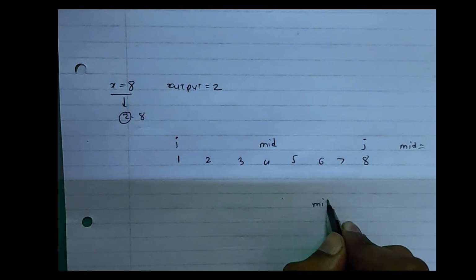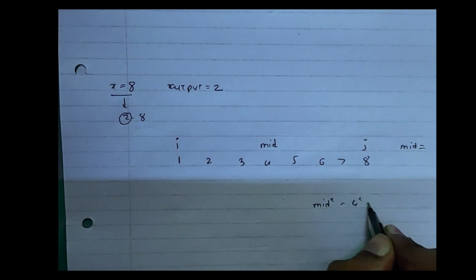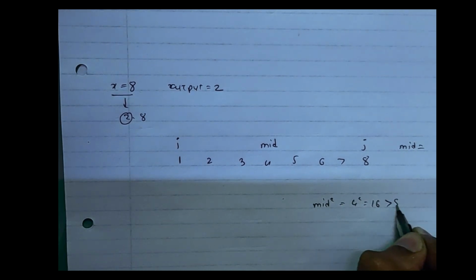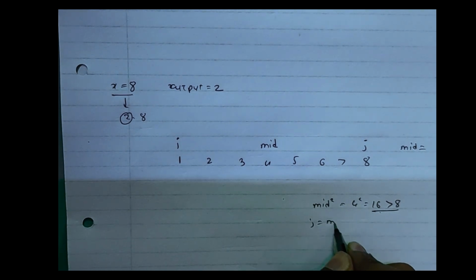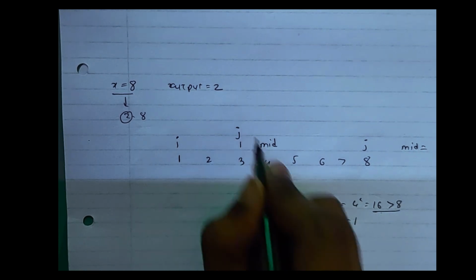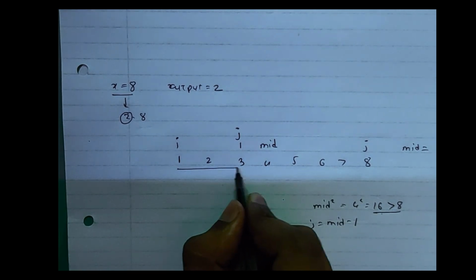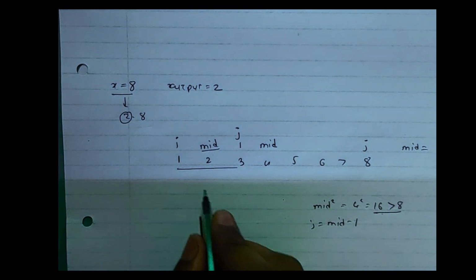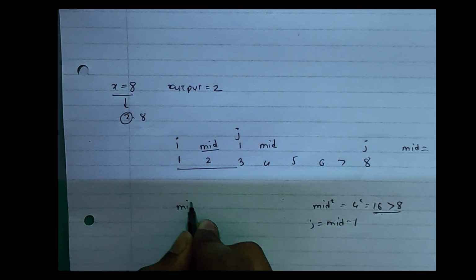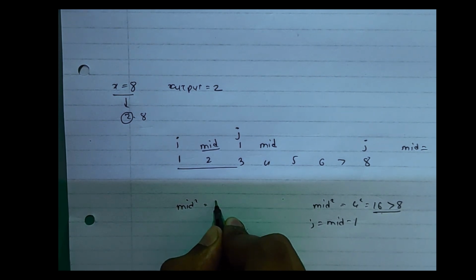So mid square, 4 square, is 16. 16 is greater than 8. As 16 is greater than 8, we will make j equal to mid minus 1. So j will come up to here. Again we will calculate the mid. Mid is this, and mid square is 4.